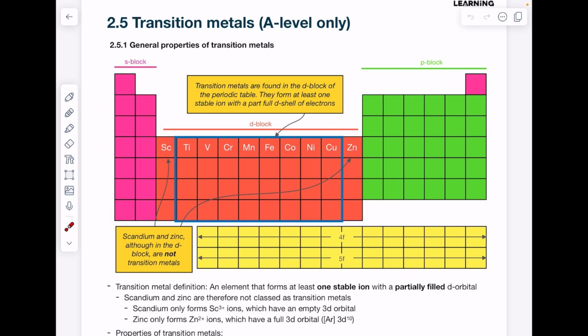Now, in order for a metal to be classified as a transition metal, they must form at least one stable ion with a part-full D shell of electrons. So you can see that's literally what the definition is here, an element that forms at least one stable ion with a partially filled D orbital. And therefore, scandium here and zinc over here are not classified as transition metals.